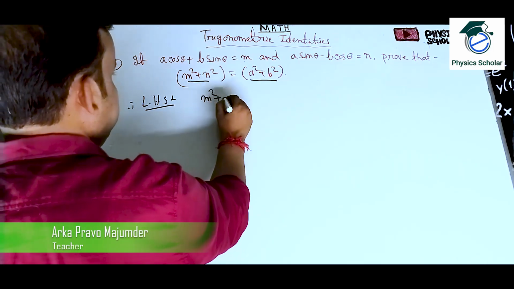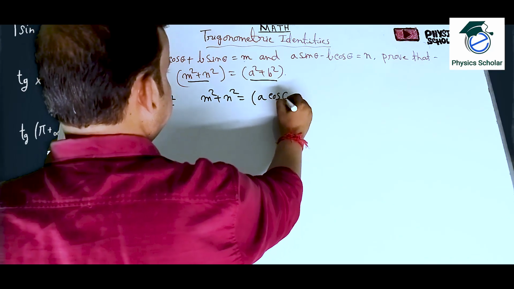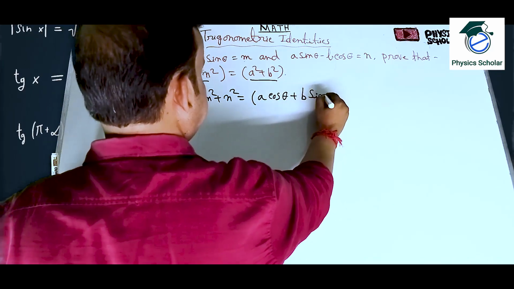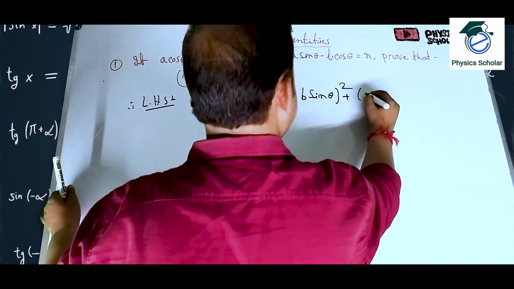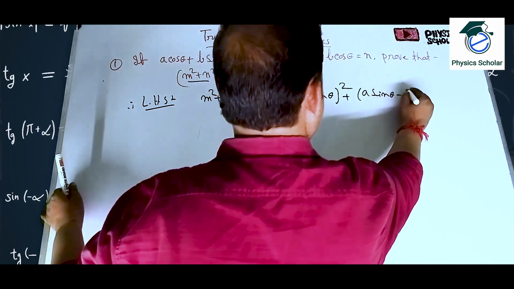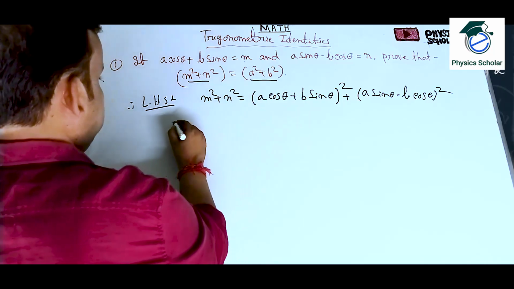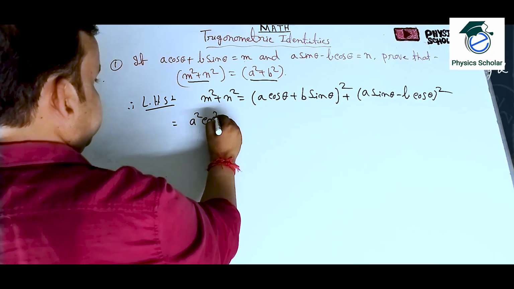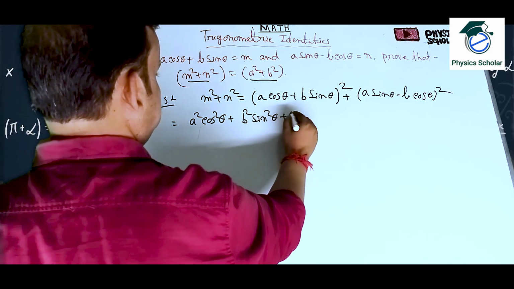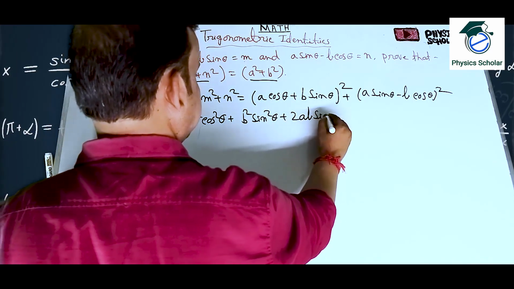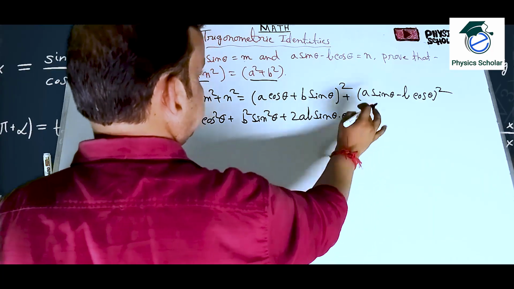M square plus n square. What is the value of m? It is a cos theta plus b sin theta, whole square, because it is squared. And what is the value of n? A sin theta minus b cos theta, whole square. Clear? So the formula for a plus b whole square is a square plus b square plus 2ab. Here 2ab means a cos theta into b sin theta, that is ab sin theta cos theta.